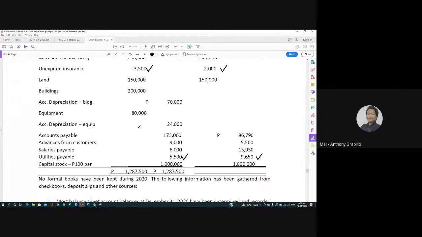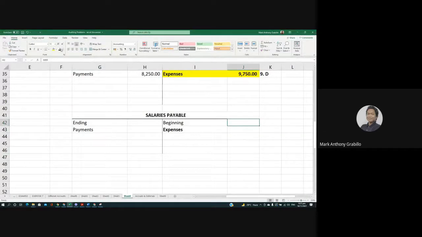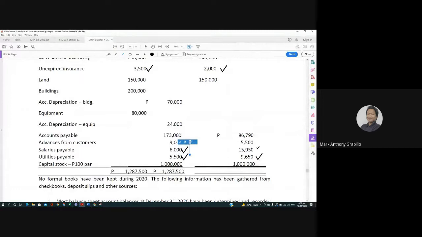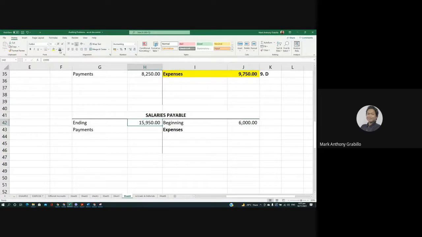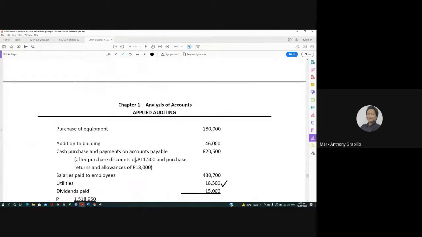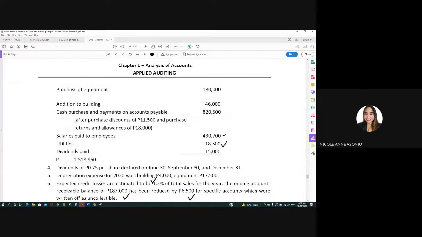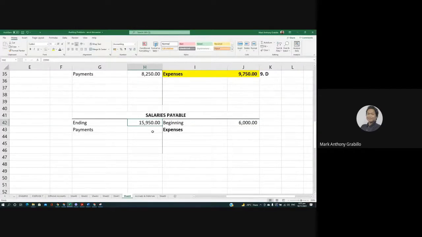Alright, let's go back to the trial balance. Is there salaries payable? 6,000. So our beginning balance is 6,000 and our ending balance is 1,950. That's correct. Are there payments? Let's check the payments. 430,700. So the salaries paid is 430,700. Can we now compute the expense? Yes. So how much? 440,650.